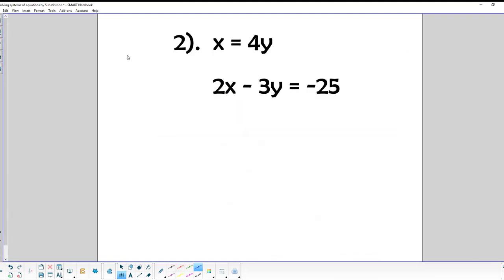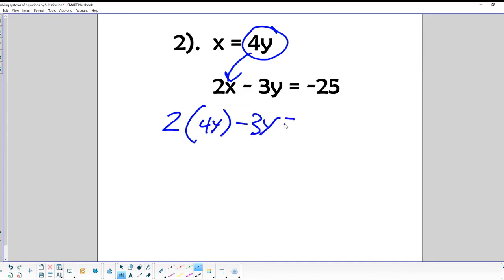Okay, let's try another one. In this case, we actually have one that's solved for x, and we have x equals 4y. So this time we will substitute that 4y into the other equation for x. And we will get 2 times 4y minus 3y equals negative 25. So if we simplify, we multiply 2 times 4y, we get 8y. 8y minus 3y equals negative 25.